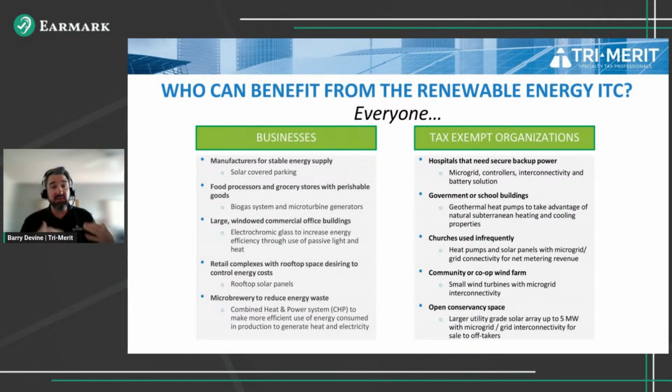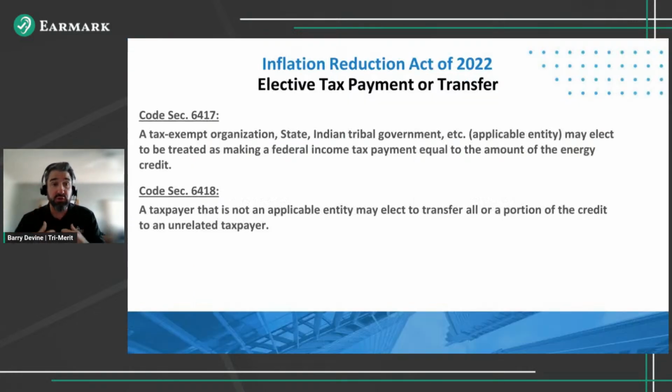On the other side of the equation, if you're a for-tax entity, your manufacturers and food processors and breweries, whoever it might be, you're paying tax, you get your credit. Then you have two options. You can either use your credit, like Randy said, you go back 3 years, 2 years, 1 year, current year, carries forward for 22 years. Or under code section 6418, what they call transferability, you can sell it. If you've got an unrelated party, sell your credit for cash.